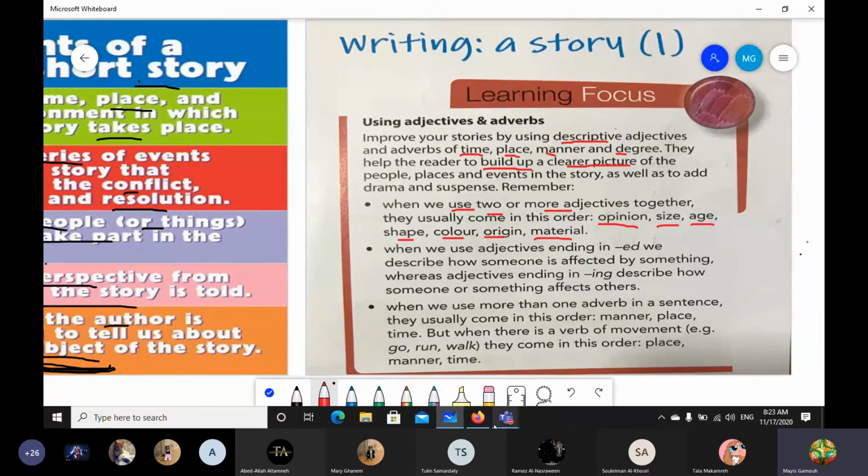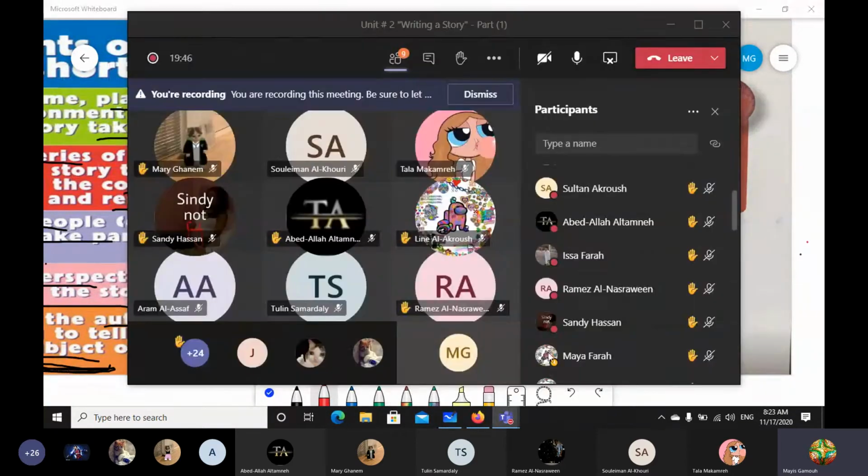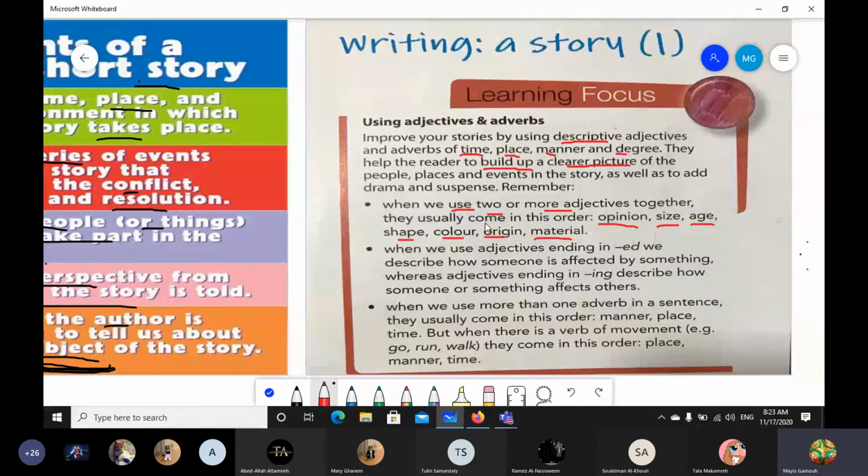And who would like to read note number 2? Let me see. Come on, Isa. Isa, are you here, dear? Yes, teacher. Go ahead, read. When we use adjectives ending in ed, we describe how someone is affected by something, whereas adjectives ending in ing describe how someone or something affects others. Thank you, Isa.